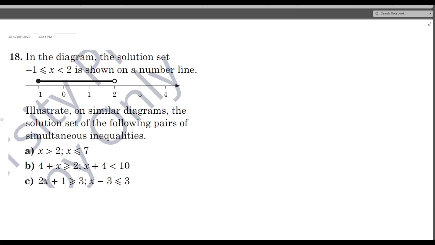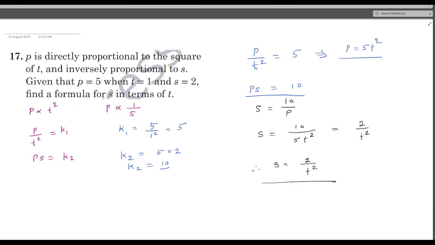Question number 18. Okay, so this question number 17 is a very good question. But I feel that such kind of questions you should practice more. Okay, so do this question once again by yourself, and then go in the previous exercise and see if you get a few more questions like this.